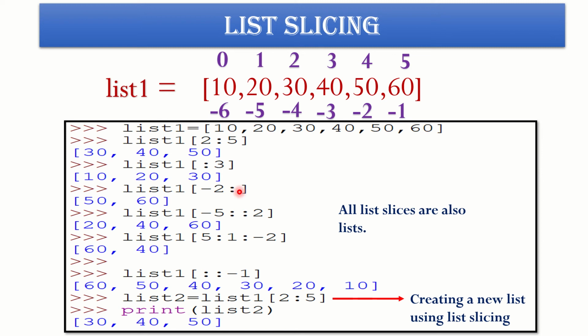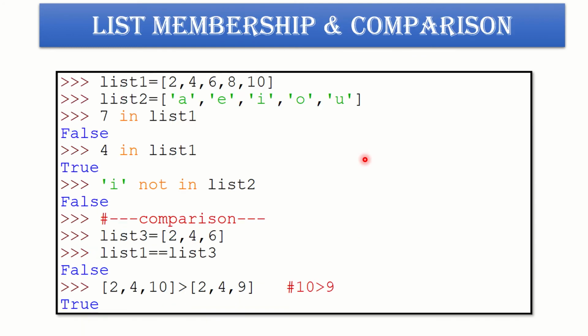If you see here, I have not given the ending position. So from -2, it will go till the end of the list, and the last element is also printed. So 50 and 60 got printed. So this is how you perform list slicing.